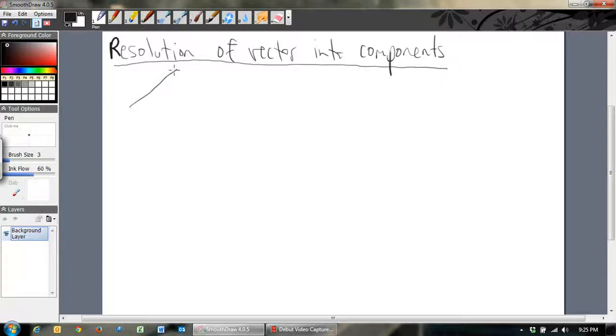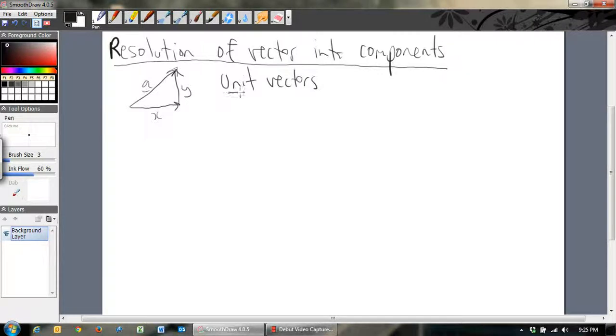Just to give you a quick overview, you have a vector like that, and we break it up into two pieces: a horizontal component and a vertical component. So that's the original vector, and we're going to break it up into this and this. Basically it makes vectors easy to talk about and to add together. Very, very important. But before we get into that, we're going to start with unit vectors.